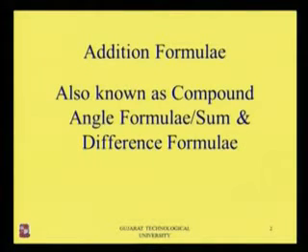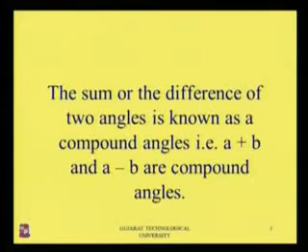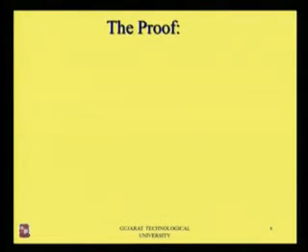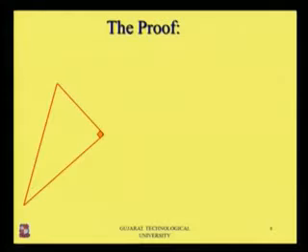Addition formula, also known as compound angles formula or sum and difference formulae. The sum or the difference of the two angles is known as compound angles, that is a plus b and a minus b are compound angles. Let us see the proof of addition formula.